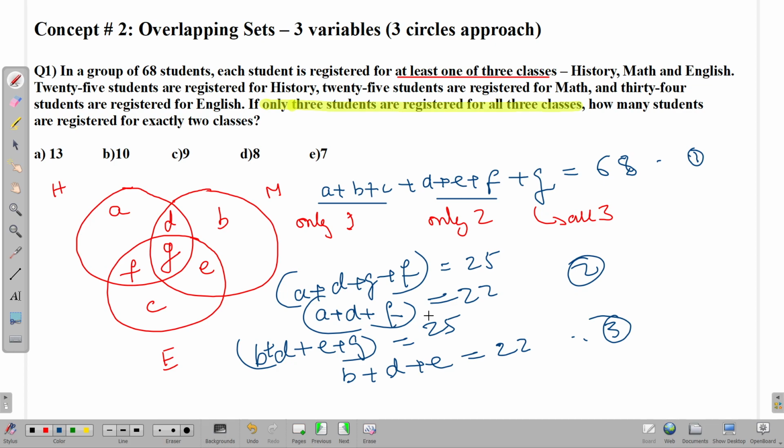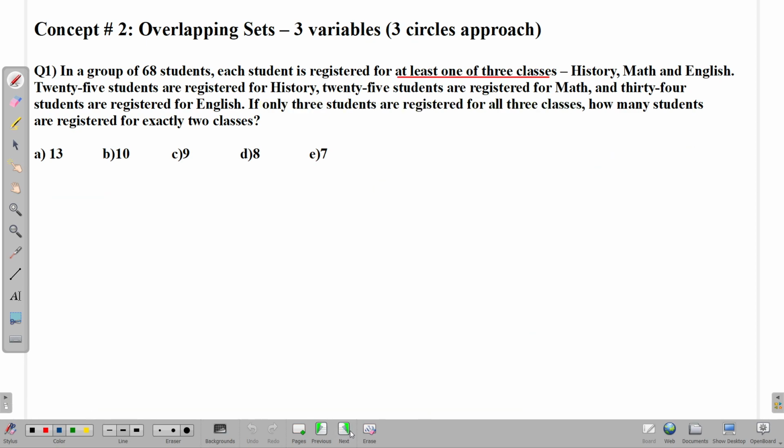And then what do I get? I have C plus F plus G, this circle, C, F, G, E, right? And I will take G out right now. C plus F plus E is equal to, I have been given 34. 34 minus 3 is equal to 31, right? So this is my equation 4. I'll go to the next page and just write the equations down once again, just to make it simple.